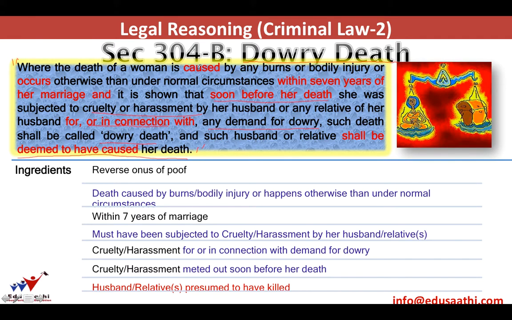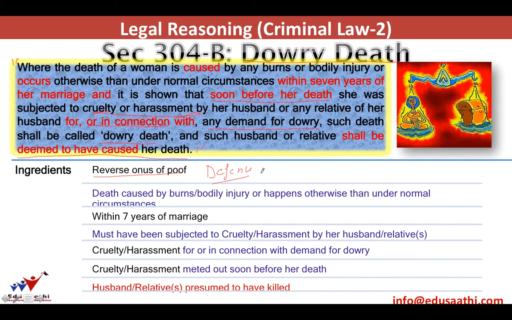So this is the concept where a woman dies of any burns or bodily injury within 7 years of her marriage, and it is proved that soon before her death there was cruelty or harassment by her husband or any other relative. So that person would be deemed to have caused her death even if the circumstances say otherwise. So there's a reverse burden of proof. We discussed the burden of proof is upon the prosecution. However, in case of dowry death, it's upon the defense.